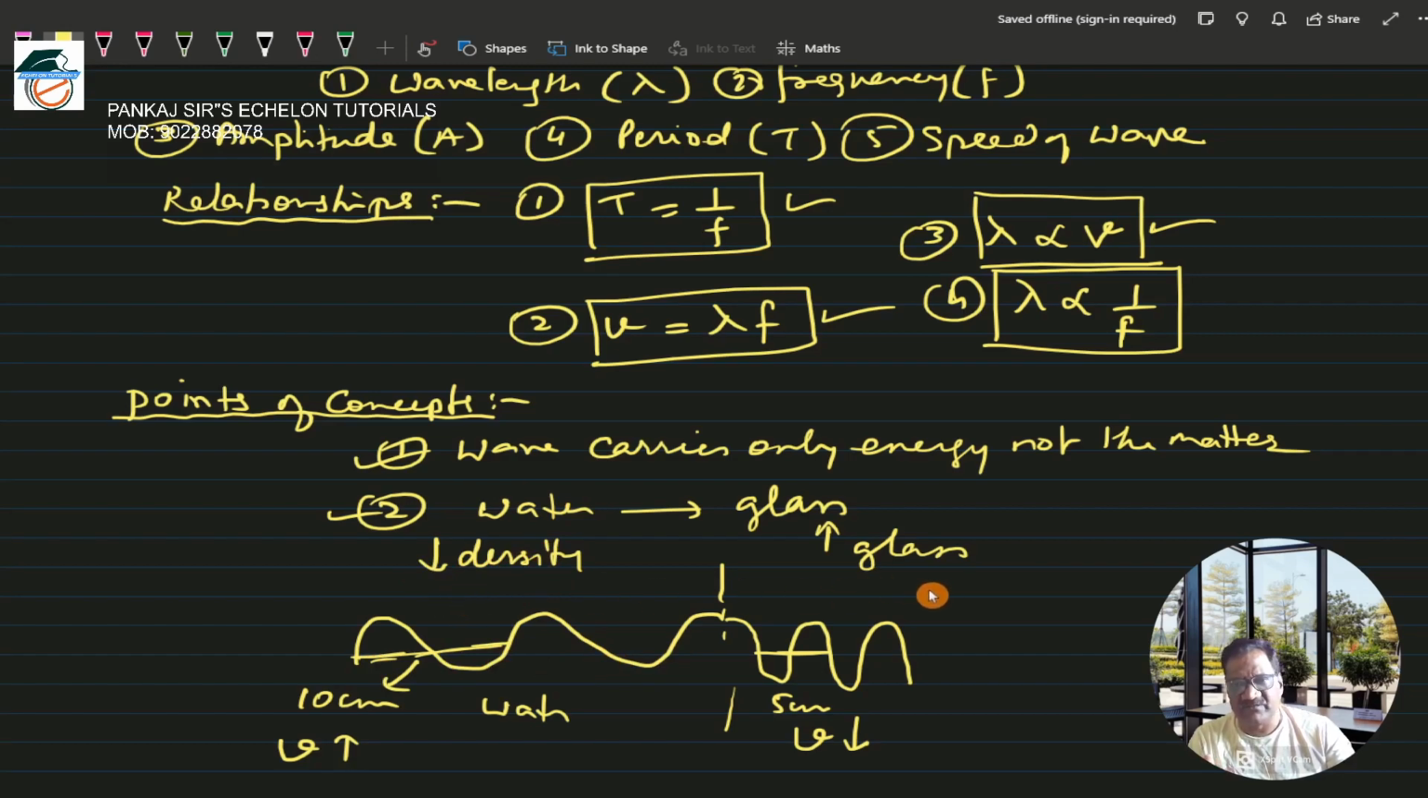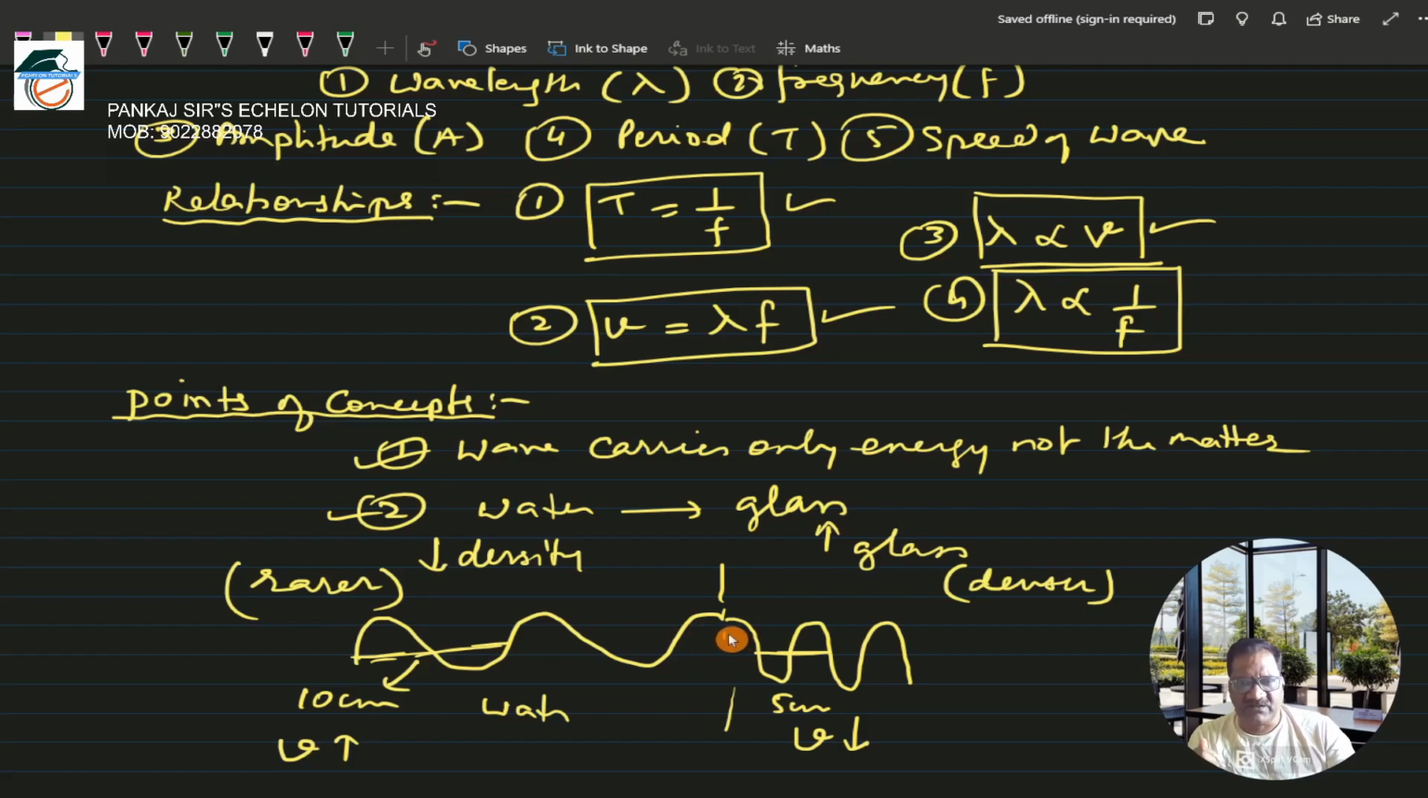When the density of a medium is more, that means it is a denser medium. When the density is less, it is a rarer medium. So this can be called a rarer medium, and this can be called a denser medium. Now these are the things which you should understand before we jump into the numericals.